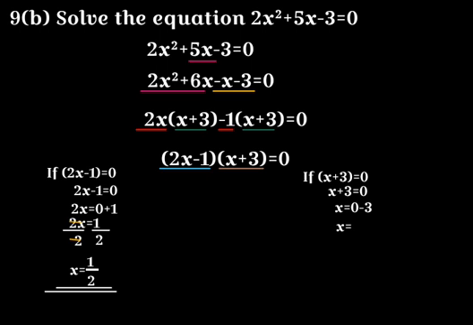Okay, so that means the value of x is negative 3 when x plus 3 is equal to 0. Okay, so this is the answer for question 9b. Let's go to question 10.